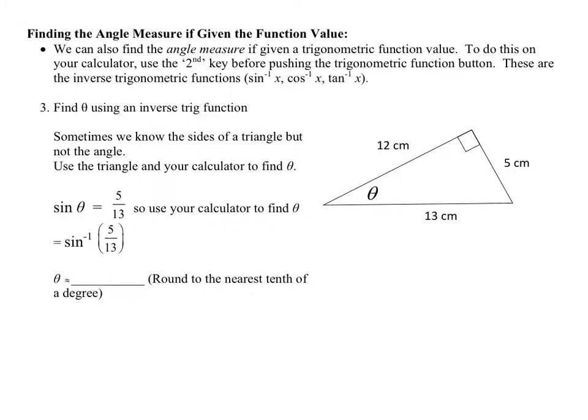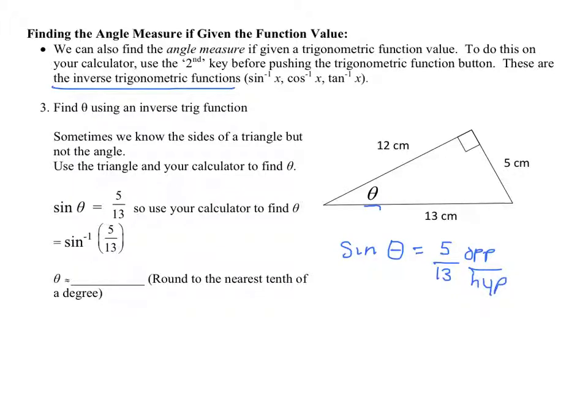Next. Now, here's the deal. We are going to now use trig ratios to find angles. We're going to use something called the inverse trig function. That's when you don't know the angle, but you know the trig ratio. Cool? So here we go. This is theta, and would y'all agree with me that the sine of theta is going to be 5 over 13, opposite over hypotenuse.